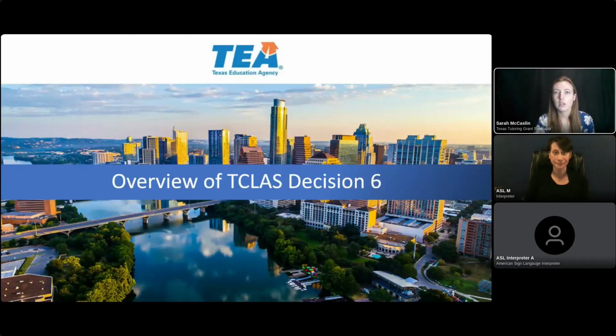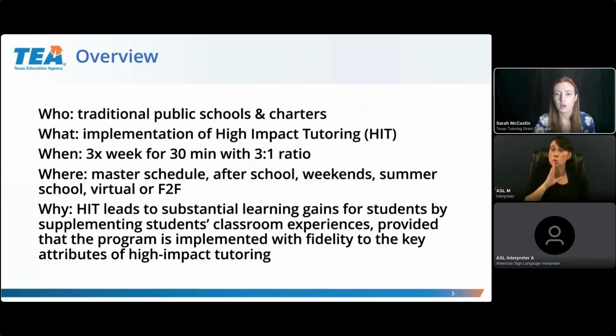All right. So we'll start with an overview of the Decision 6 grant. When it was opened up, traditional public schools and charters were eligible to apply. And really what this grant encourages is the implementation of high impact tutoring. We can think of the win in two different ways. The more obvious win is that the grant spans from 2021 to 2024.